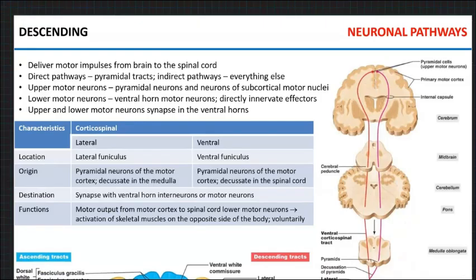Descending pathways, motor. So this is the most important. It's corticospinal. Think about the name again. Cortex to the spine.